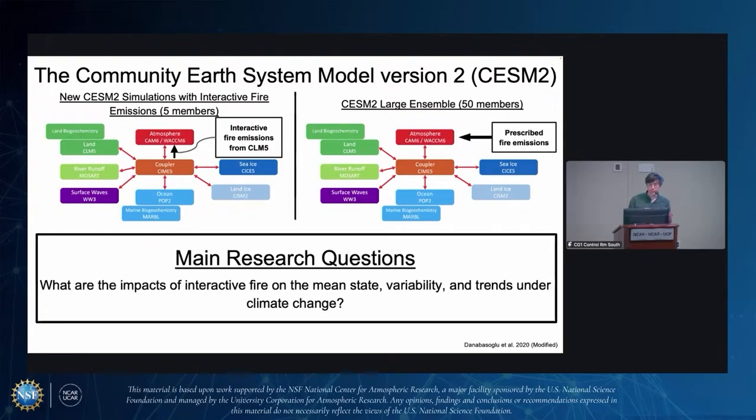And CESM2 is a very good model to use because the large ensemble has 50 members, which gives us insights into variability, and it also simulates cloud aerosol interactions, which is important to understand the fire response. And so with this, we can try to answer our main research questions, which are fundamental to understanding the climate system as a whole: what are the impacts of interactive fire on the mean state, variability, and trends under climate change?